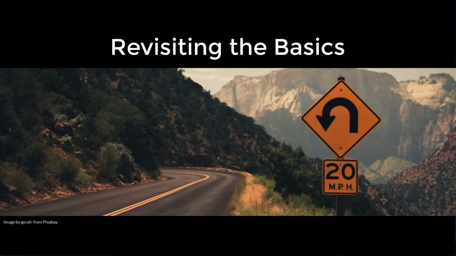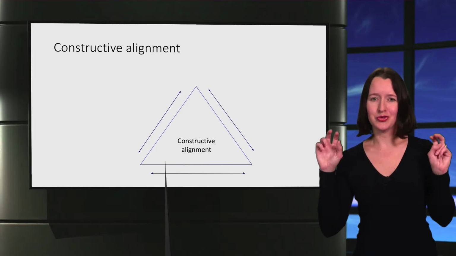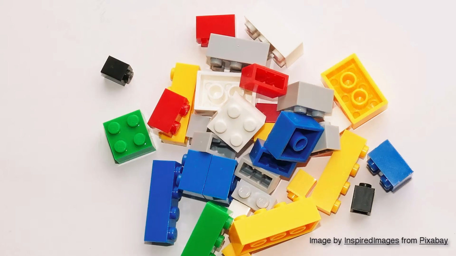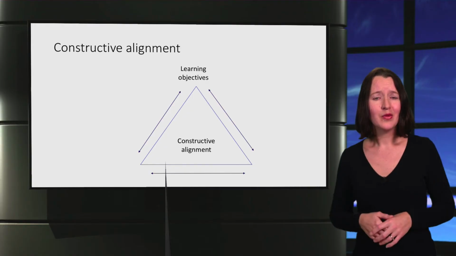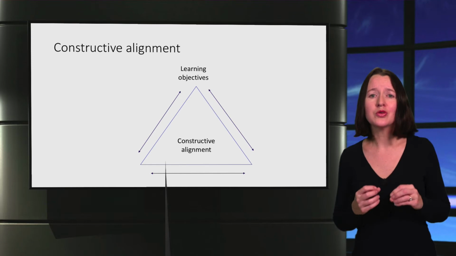Let's look at the basics of assessment, and that starts first with what we are testing and how. To define what you're assessing, we need to go back to our learning objectives and our old friend, constructive alignment. Constructive alignment starts with your learning objectives. Why are they important? Well, because they're your contract with your students.